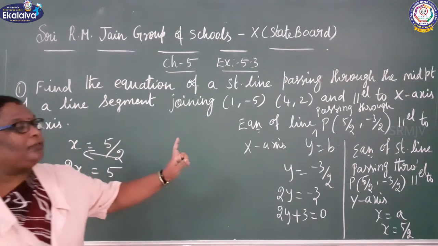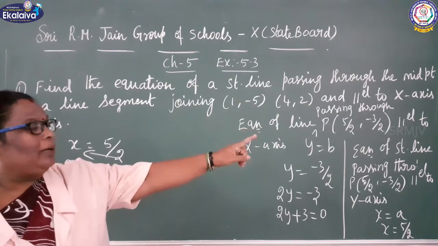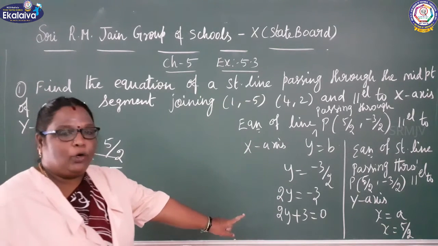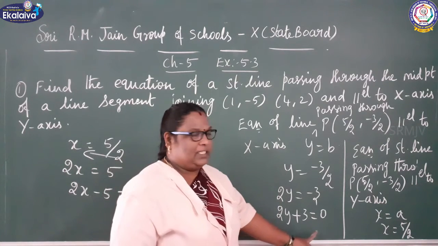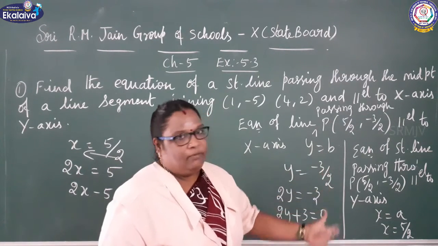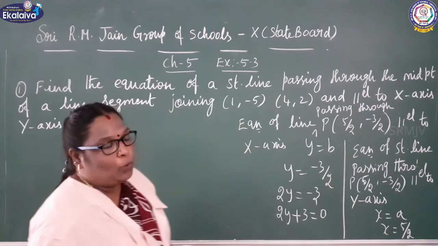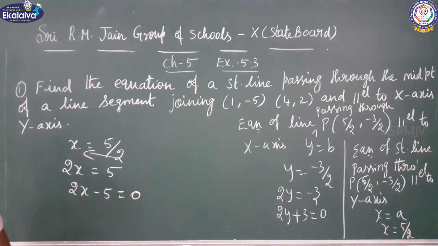So the equation of a straight line passing through the point parallel to x-axis is y equal to b, and you got the equation 2y plus 3 equal to 0. The same way, for a line parallel to y-axis, x equal to a, x equal to 5 by 2. The equation is 2x minus 5 equal to 0.